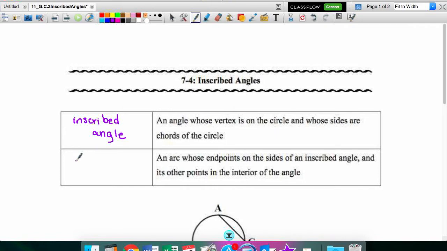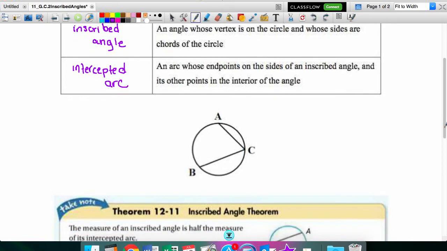An intercepted arc is an arc whose endpoints are on the sides of an inscribed angle and whose other points are in the interior of the angle. We actually used the term intercepted arc when we talked about central angles in our last section. In our diagram, we see an inscribed angle and its intercepted arc.